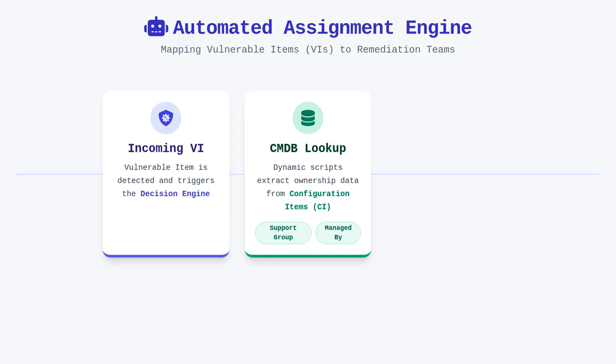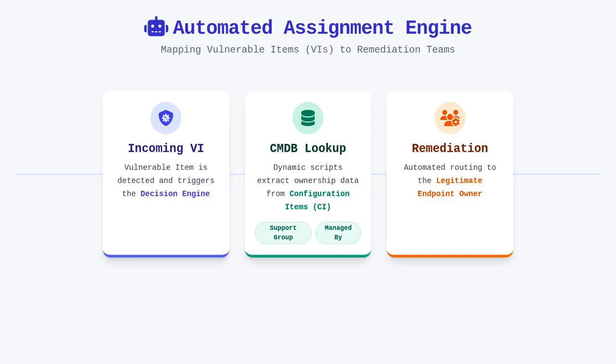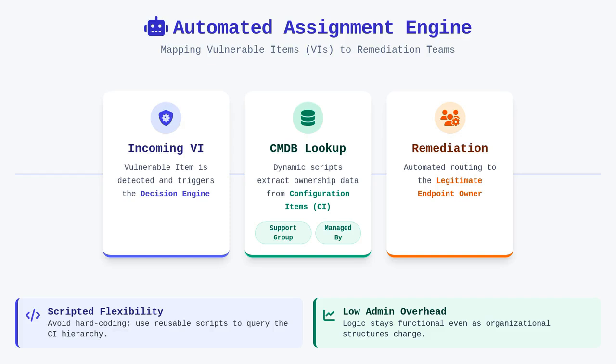Rather than hard-coding static group assignments, you should aim to write reusable scripts that query the CI hierarchy to identify the legitimate endpoint owner. This approach minimizes administrative overhead because the assignment logic remains functional even when organizational structures or ownership metadata change within the CMDB.